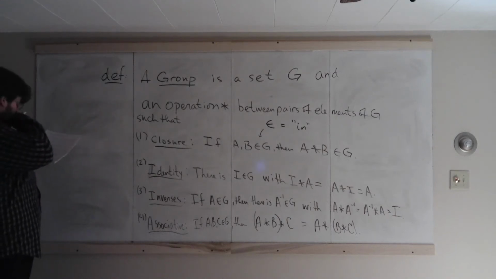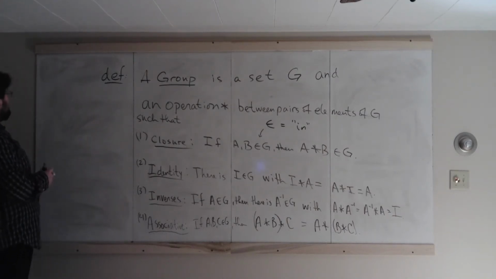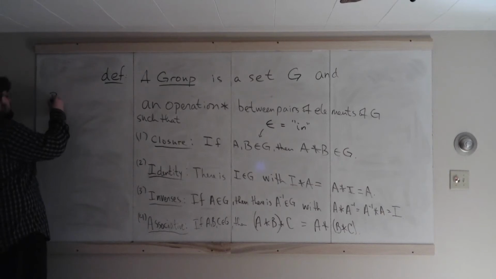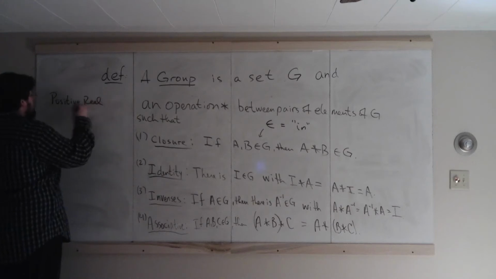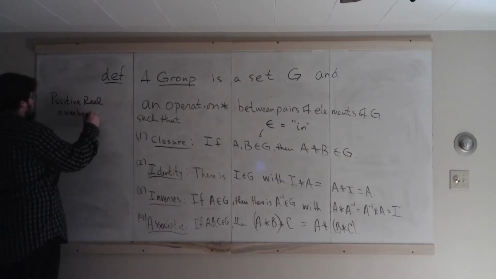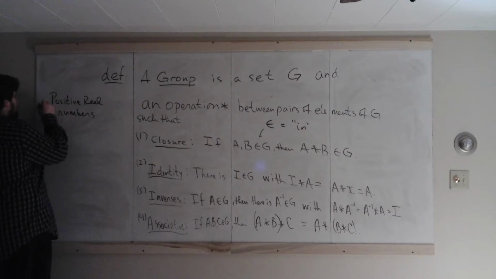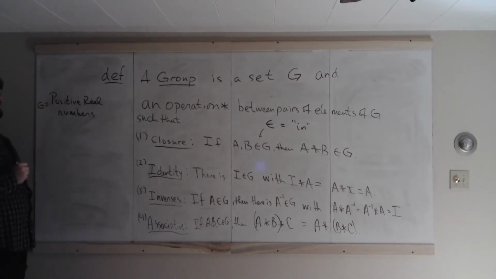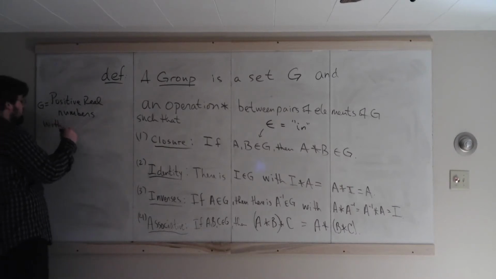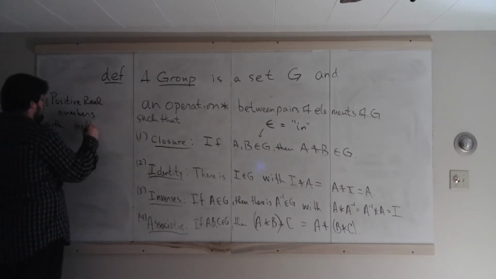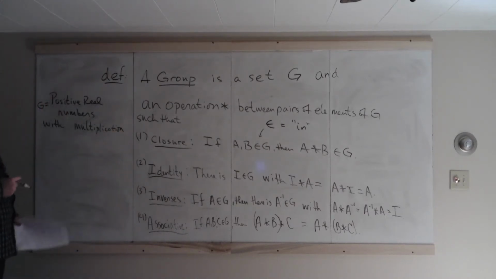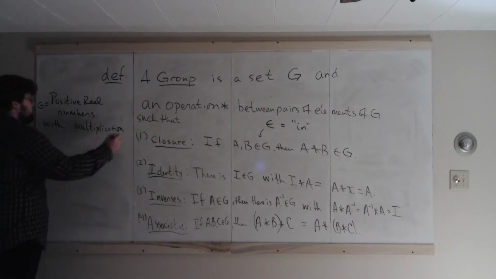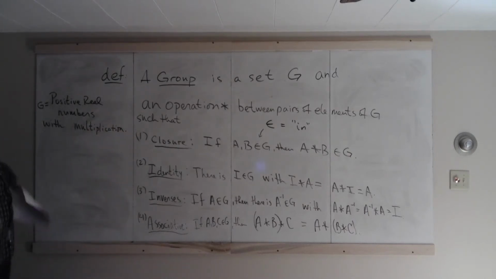Let's look at a couple more examples. Let's look at the positive real numbers. So let's let G equal the positive real numbers, and let's let our operation be multiplication. I could have written it with X, I'll just write the word multiplication. These positive real numbers form a group.